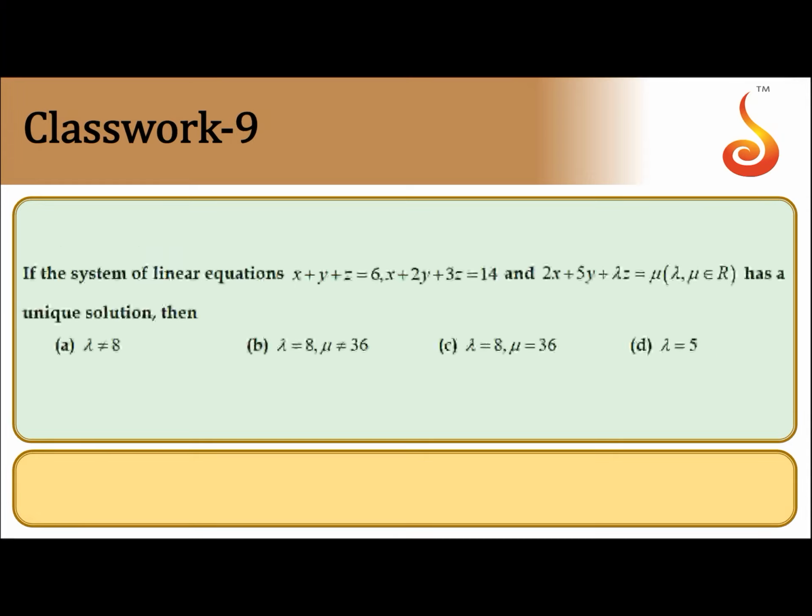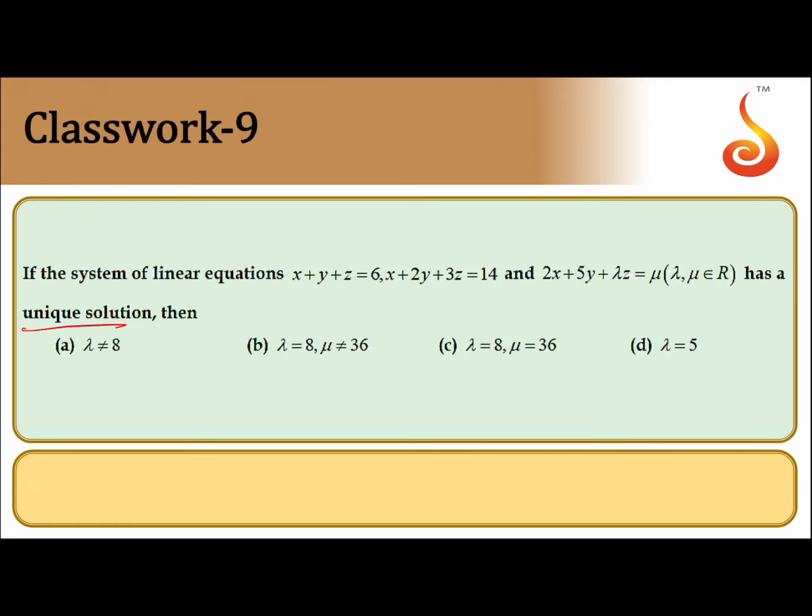Coming to the next, ninth one. If the system of linear equations has a unique solution. Yes, when system has a unique solution means the determinant of A, coefficient matrix, should not be equal to 0. So, therefore, determinant of A can never be 0. Should not be 0 for a unique solution.